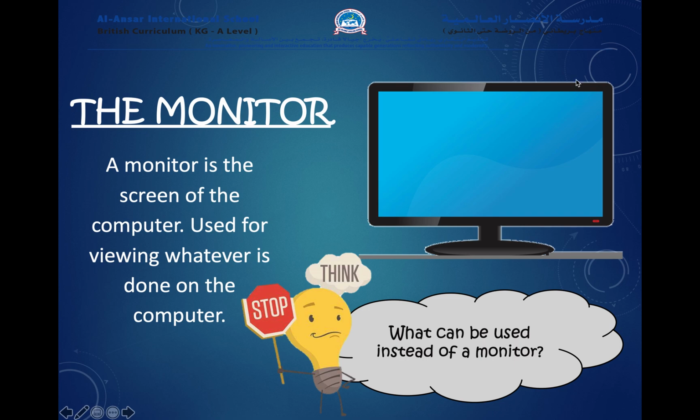We first have the monitor. A monitor is the screen of the computer. This is used for viewing whatever is done on the computer. Therefore, when we are using a computer or a tablet, we have a screen that looks like this. And we use it to see whatever we want to do. If we want to play a game, we use it for playing games. We can see the game on the monitor.